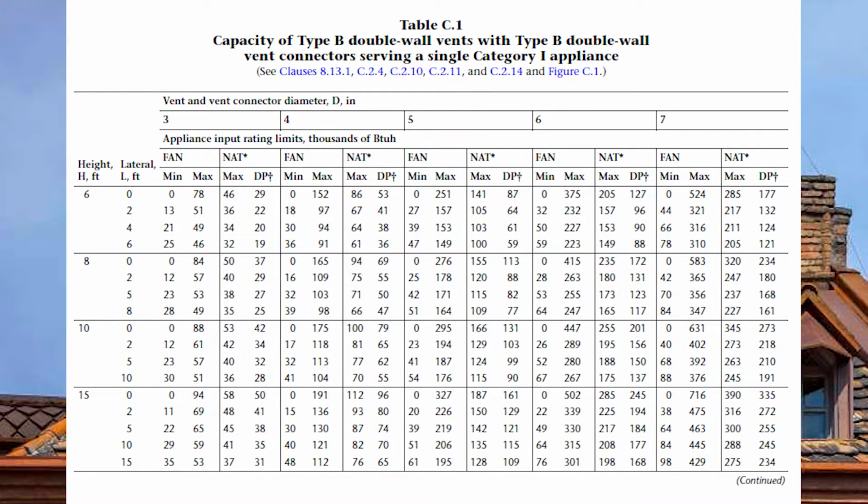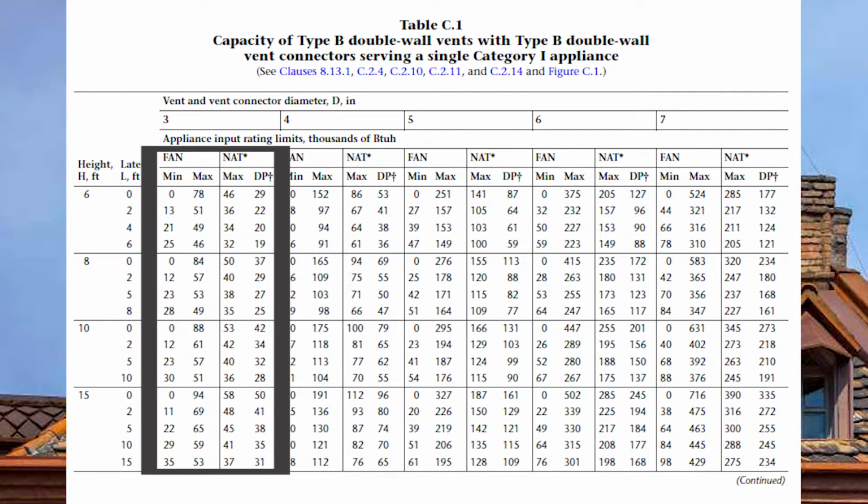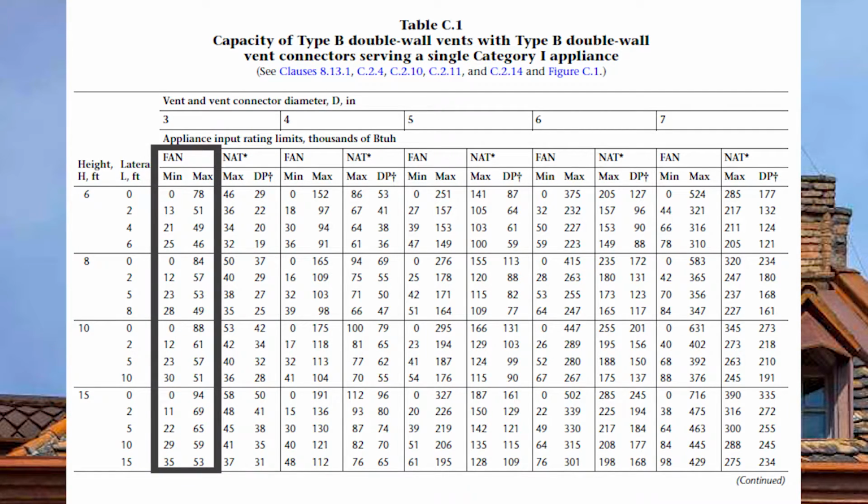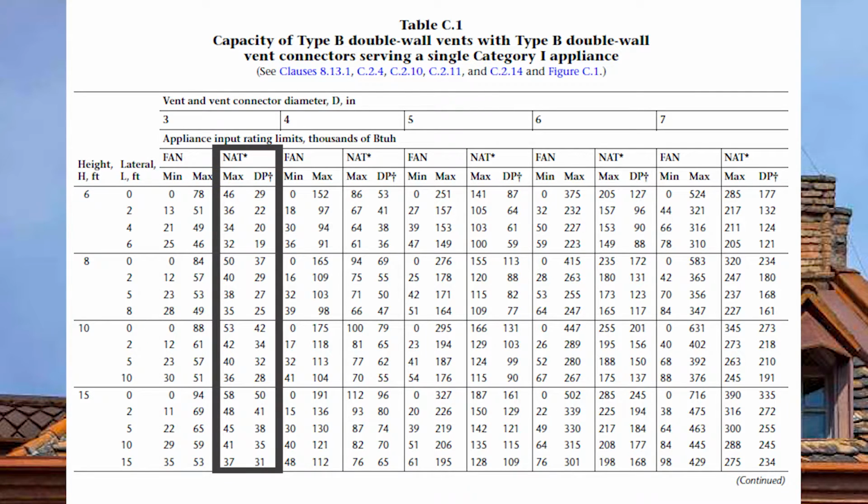Now the last piece that we need to look at is the appliance input rating columns. You will see one called fan, and underneath that it will say min and max. That is the minimum and maximum BTU load for a fan-assisted appliance. Over to the right, you will see NAT. That's natural draft, or specifically draft hood-equipped appliances. One says max, and one says DP.